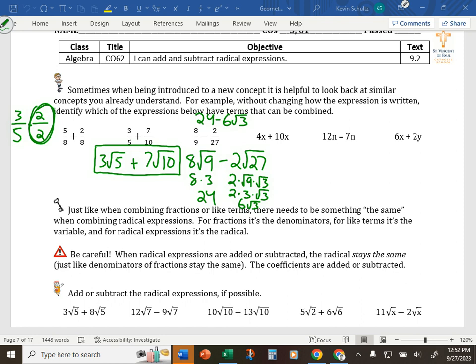14x. Just like if you had 4 root x plus 10 root x, how many root x's do you have? 14 root x. There's your final answer. 12n minus 7n, how many?